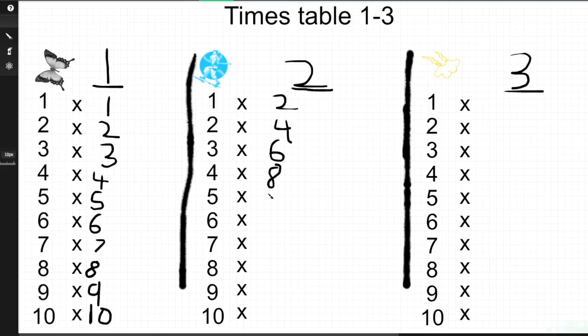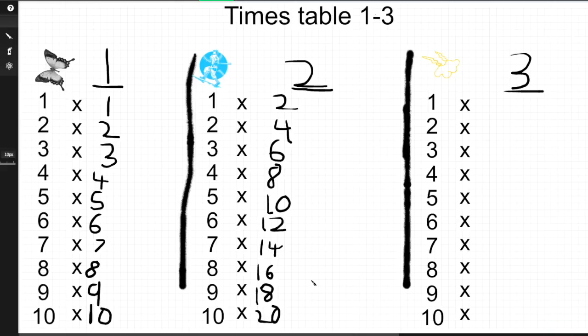Then 8, 10. And there's also a pattern for this. As you can see, we're going up by 2 each time. The difference between 2 and 4 is 2, and 4 and 6 is 2 again, so it's just skipping by 2, and over here it was skipping by 1. Then you've got 12, 14, 16, and then 18, and finally you've got 20. You can also go on with this, like 22, 24 for 12, but this is just till 10.